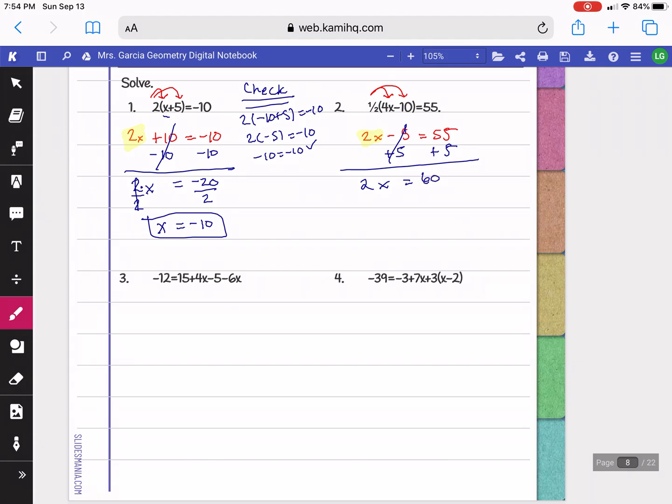And now here, I can get x by itself. They're multiplying 2. So the opposite would be to divide 2. So x is equal to 30.